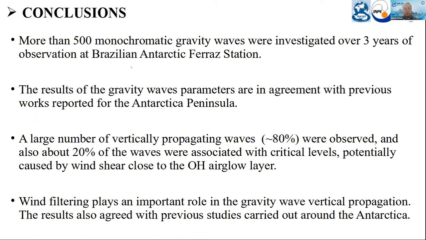So the conclusion is that more than 500 monochromatic gravity waves were investigated at the Comandante Ferraz Brazilian station. The results for the gravity wave parameters are in agreement with previous works reported for the Antarctic Peninsula. A large number of vertically propagating waves were observed, and also 20% of the waves were associated with critical levels, potentially caused by wind shear close to the airglow layer. Wind filtering plays an important role in the gravity wave vertical propagation, as we saw in the blocking diagrams. The results also agreed with previous studies carried out around the Antarctic.